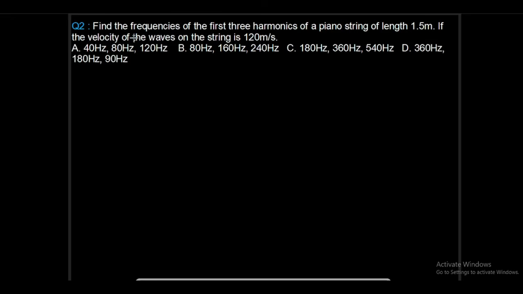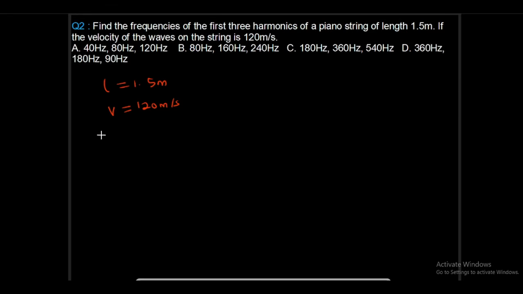Now moving on, they said find the frequencies of the first 3 harmonics of a piano string of length 1.5 meter. So they give us length to be 1.5 meter. They say if the velocity of the wave on the string is 120 meter per second, so they give us V equals 120 meter per second. So we want to get the frequencies of the first 3 harmonics.